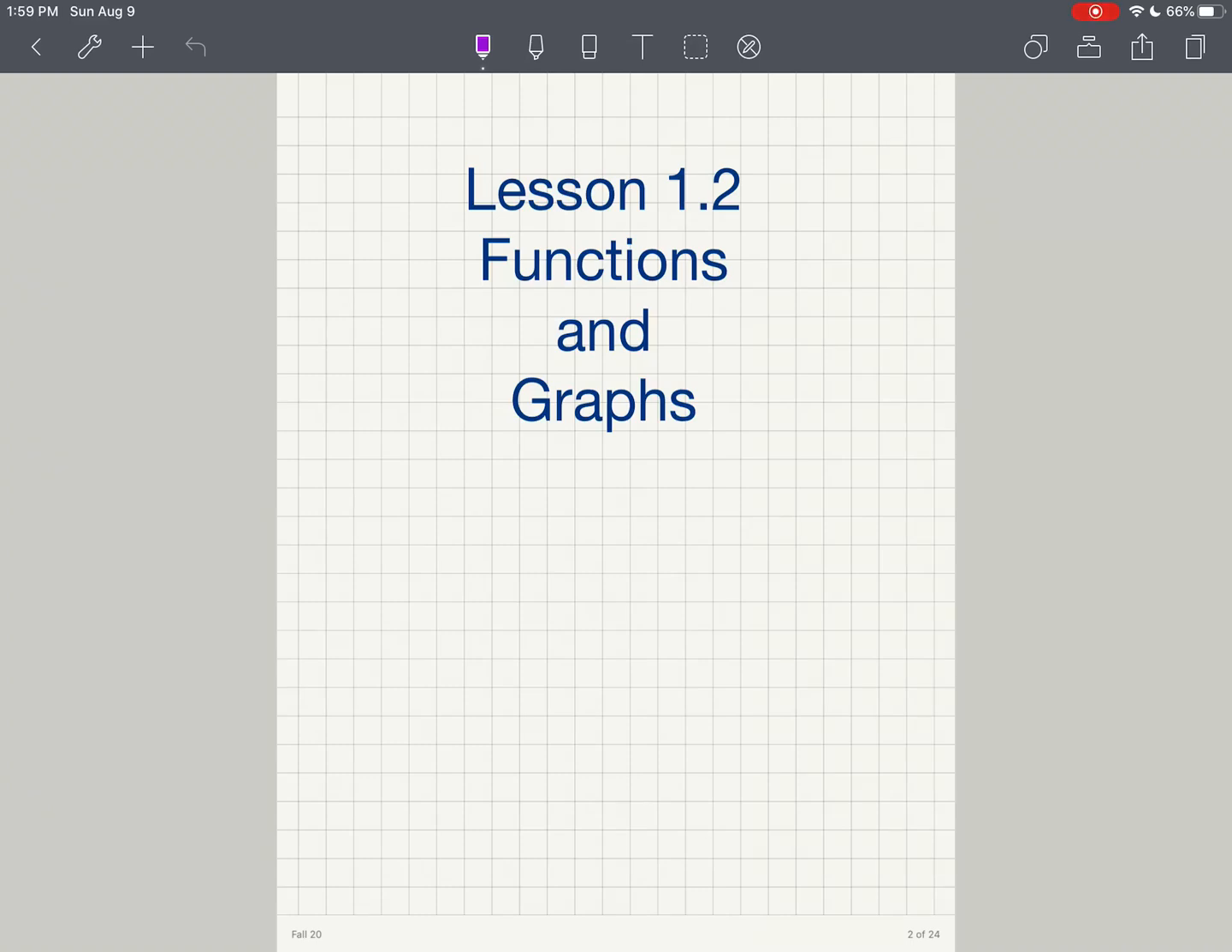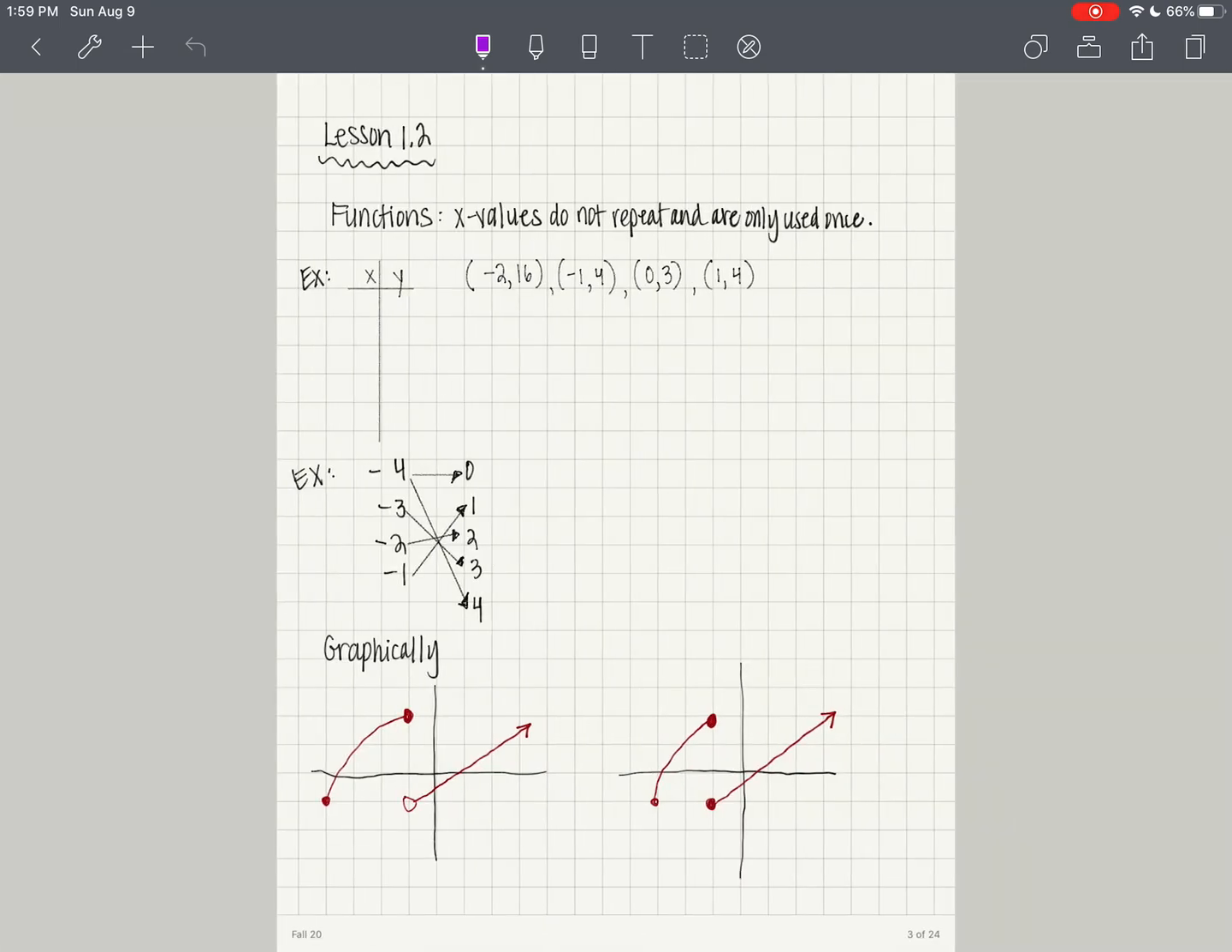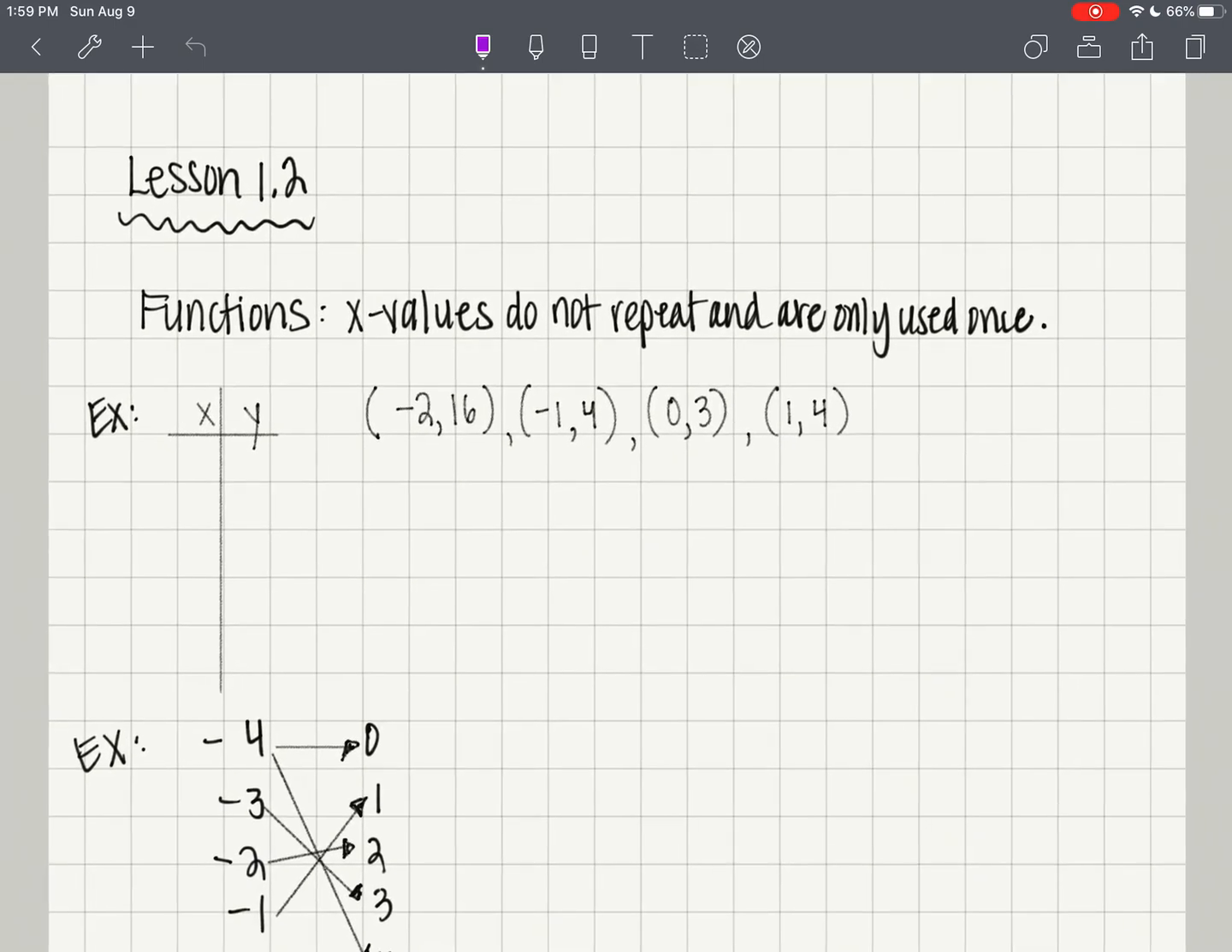Okay, in this lesson, we're going to talk about functions and graphs. What makes a function? What determines whether or not a relation is a function? And how does the function and its graph relate to one another? So here we go. We're going to talk about what a function is.